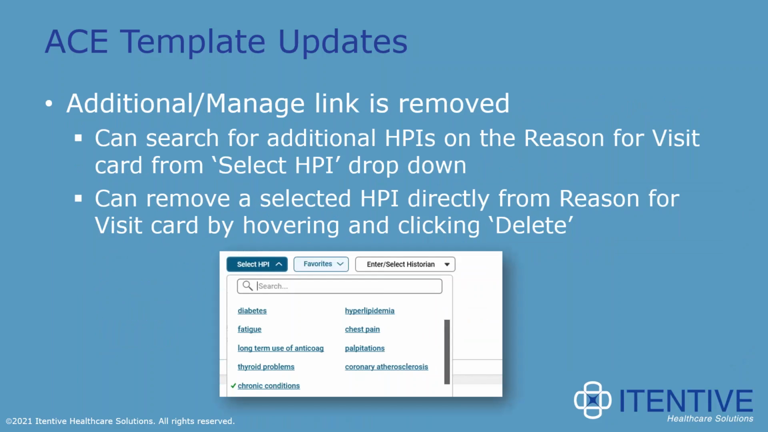So another update that we will see with our new ACE template format is on the Reason for Visit card. That additional manage link that we've seen previously has actually been removed, and instead, that is replaced with our Select HPI dropdown. In the Select HPI dropdown, users are actually able to search for additional HPIs, beyond those that are configured in that list by the practice. They can just search by keyword to find the reason for visit that they're looking for.